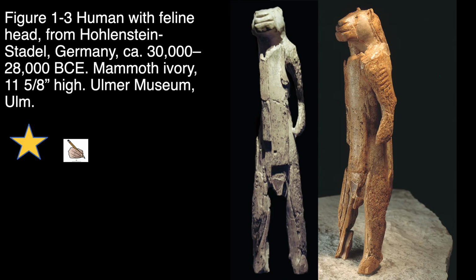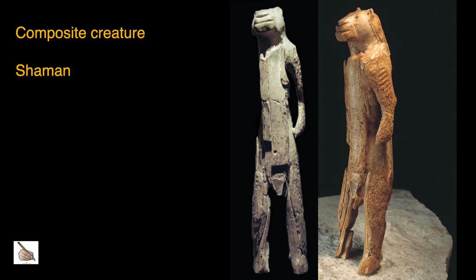Human with feline head from Hohlenstein-Stadel, Germany, approximately 30,000 to 28,000 BCE. Mammoth ivory, 11 inches high. Let's define composite creature and shaman first. Composite creatures are creatures with animal heads and human bodies, and vice versa. A shaman is a religious leader who gains access to the world of spirits through trances.